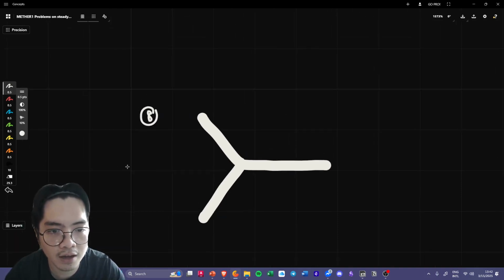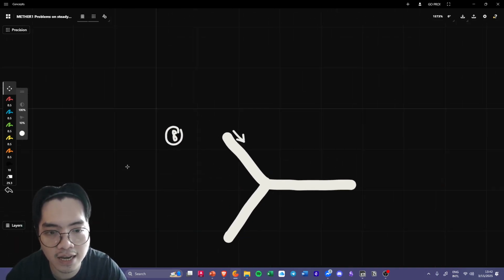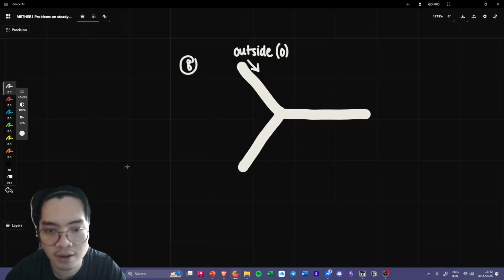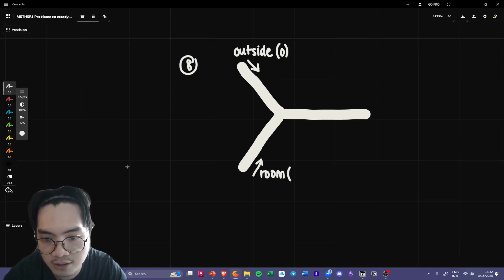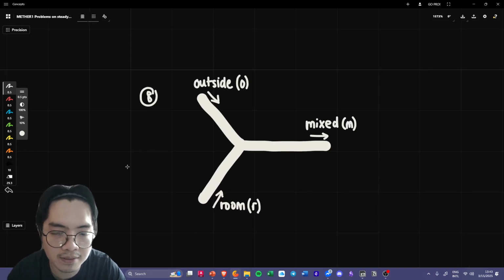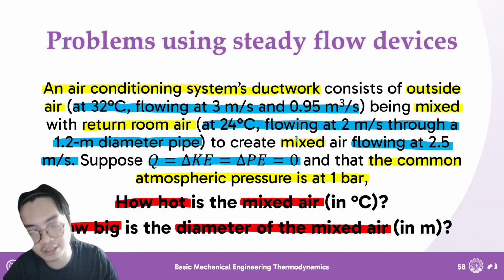Okay. Now, you have here outside air. You know what? Let's just call that letter O. And then in here you have return air or room air. Let's call that R. And then we will have here mixed air. Mixed air, let's call that M. Right? And basically what happens is that this is an air conditioning system.